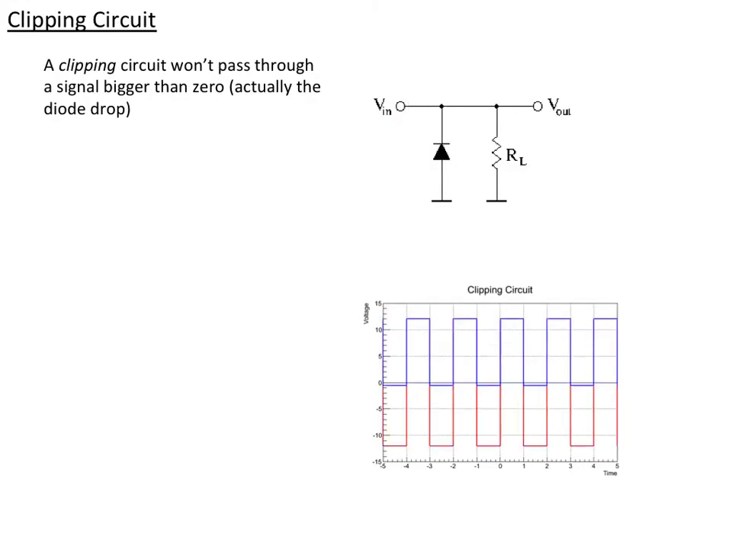We can also change the orientation of the diode, and now we clip the opposite half. So in this case, whenever Vin is less than 0, current flows here, and V out is just the diode drop, now with a negative sign. And again, we can put a voltage source in there to change that level.